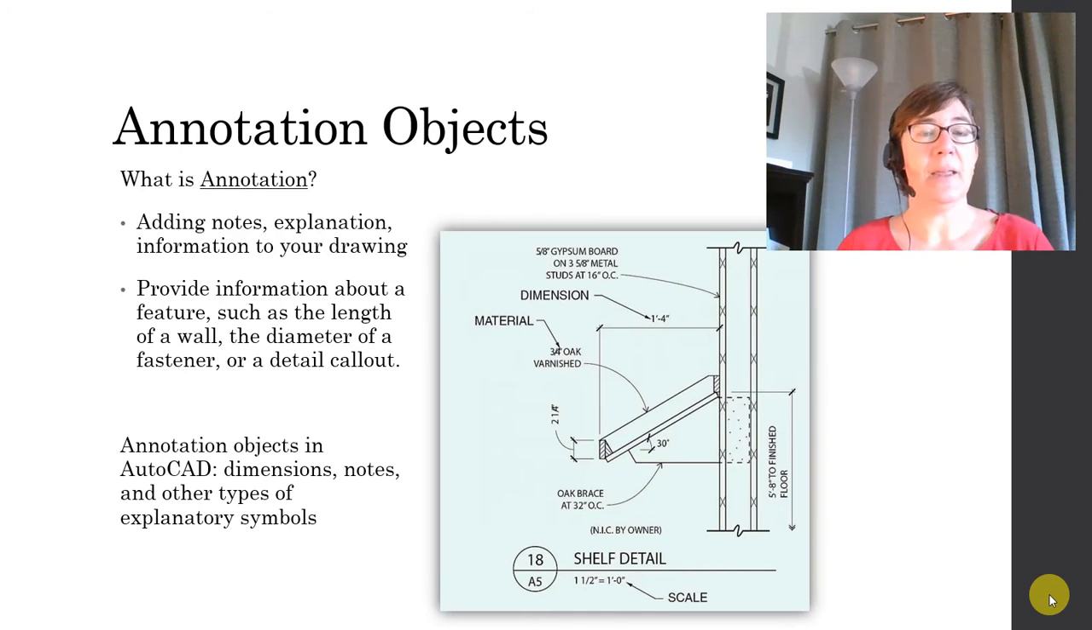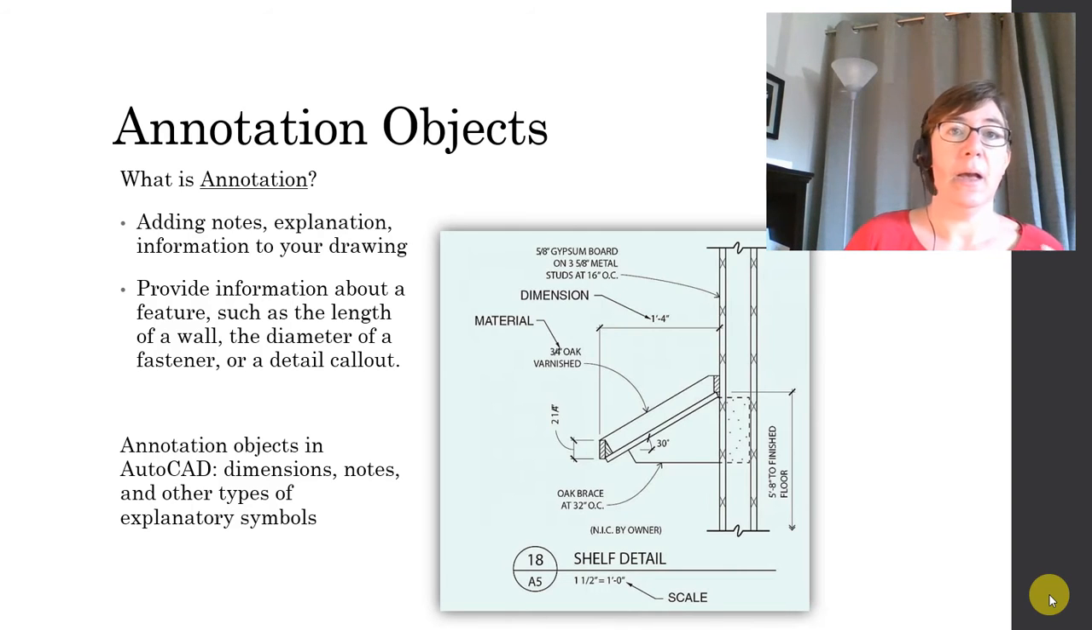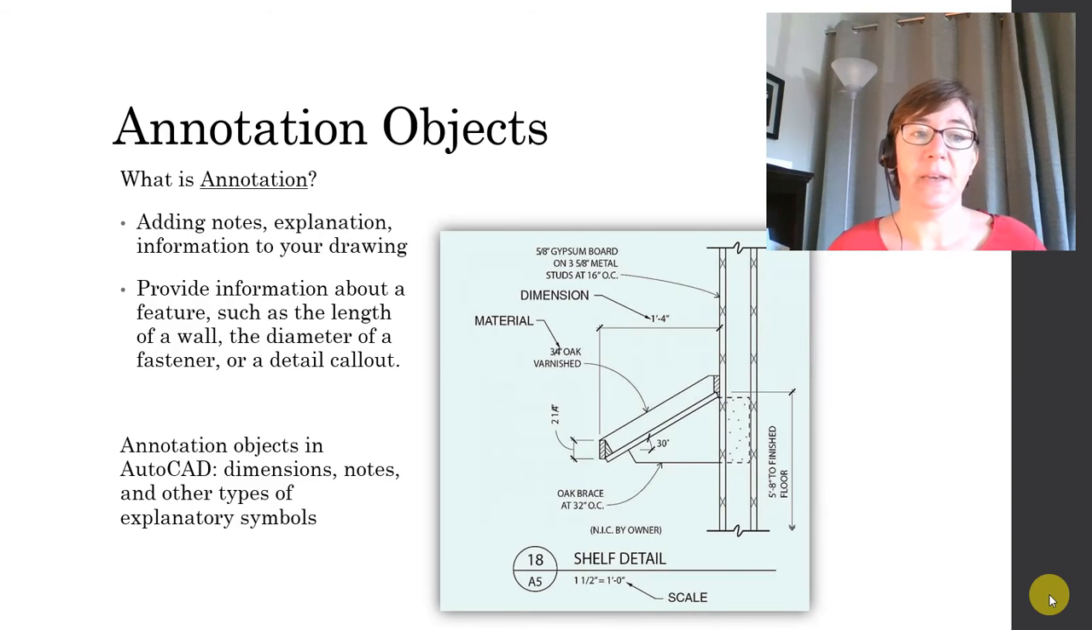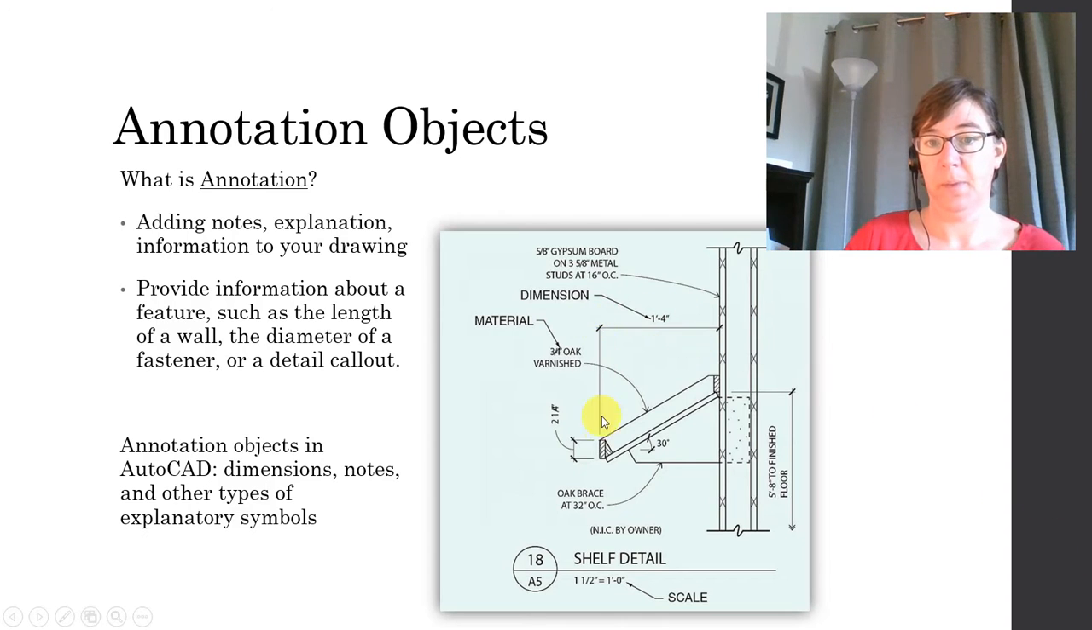Backing up just slightly, you'll remember this slide from last week about annotation objects. What is annotation? Annotation is the way that you add information to your drawing. It's notes and explanation, and it can provide information about a feature such as the length, diameter, or calling you to a specific detail. So today we're going to focus in on one specific type of annotation. We're going to talk about dimensions, and here's one right here.